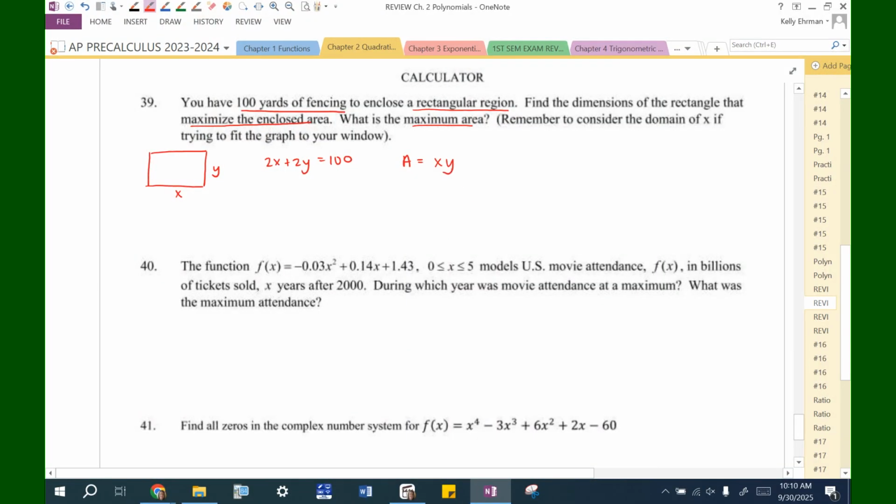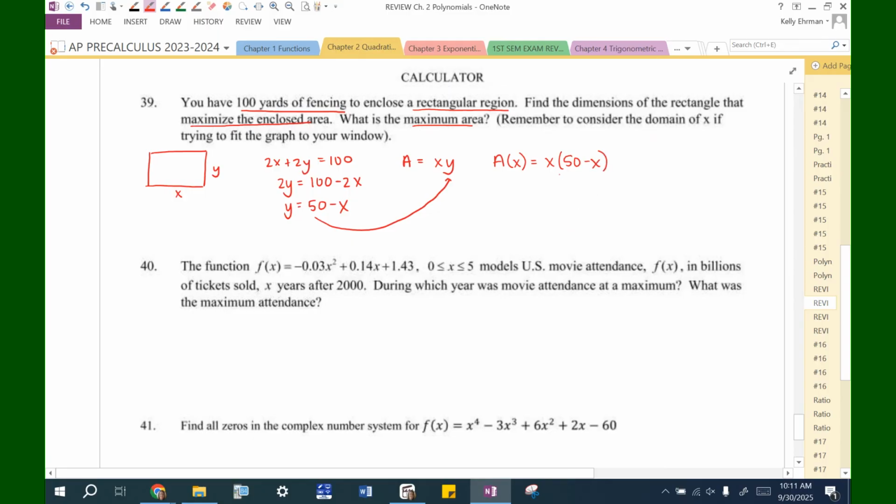Now, we don't want to have two variables in this equation on the input side, so we need to solve the fencing equation for either x or y. It doesn't matter. I'm going to solve it for x. So isolate the 2y, divide by 2, 50 minus x. The reason we do this is because now we can sub this into the area equation. So now it's a function of x. Area is equal to x times 50 minus x.